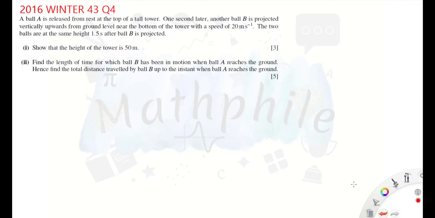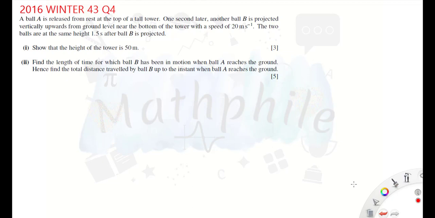A ball is released from rest at the top of a tower, and then 1 second later, another ball is projected vertically upwards from the ground level near the bottom of the tower with a speed of 20 meters per second. The two balls are at the same height 1.5 seconds after B is projected. Show that the height of the tower is 50 meters.